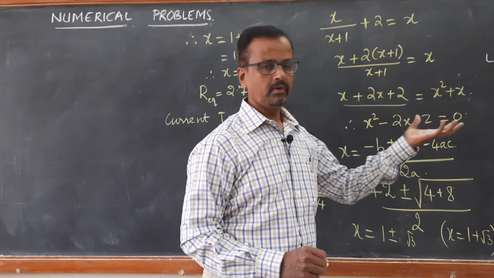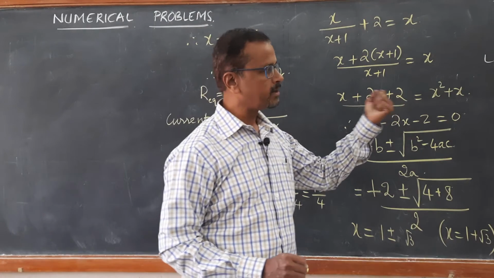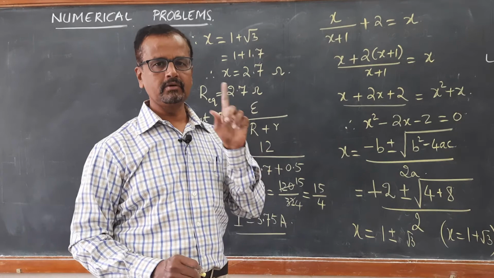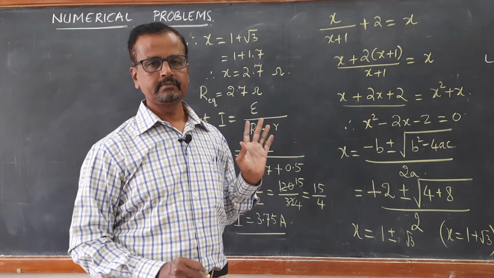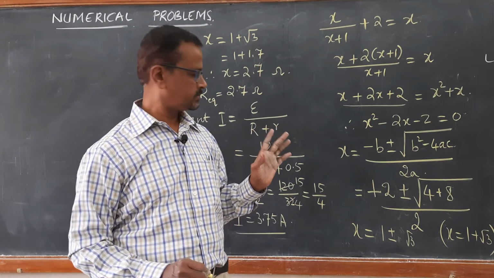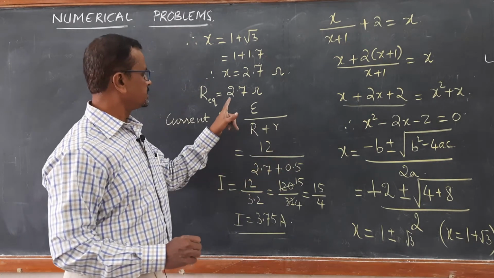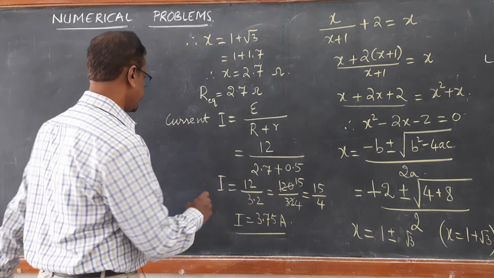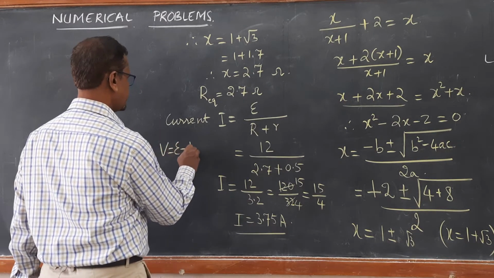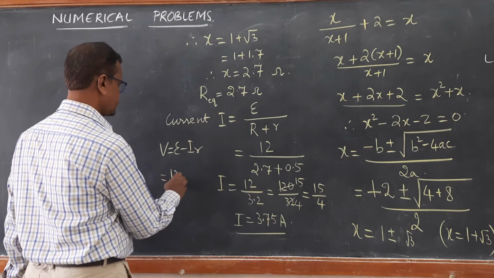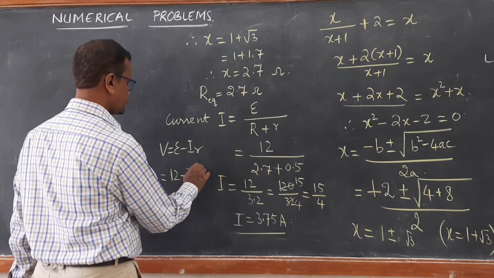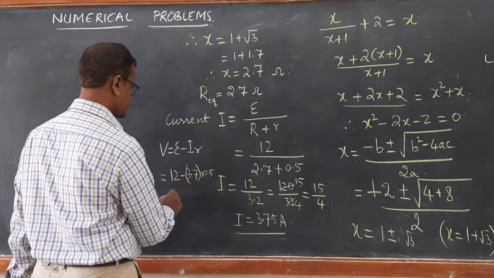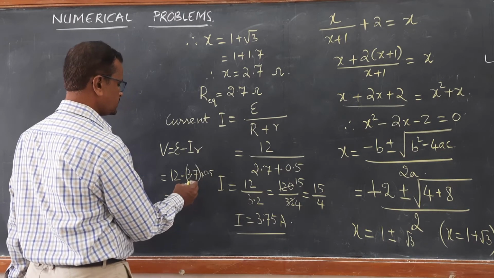Even if you want, you can calculate the terminal potential difference. In this case, the terminal potential difference will be less than the EMF. V equals E minus Ir, because we already know I, 3.7. We can calculate V. V equals E minus Ir, that is the terminal potential difference. 12 minus 3.7 into 0.5.